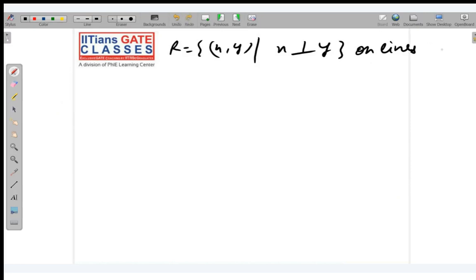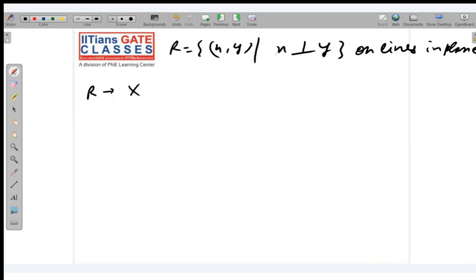On lines in plane. So, perpendicular lines. First of all, reflexive. Is x perpendicular to x? Can I say like this? No, sir. Never. So it is not reflexive.